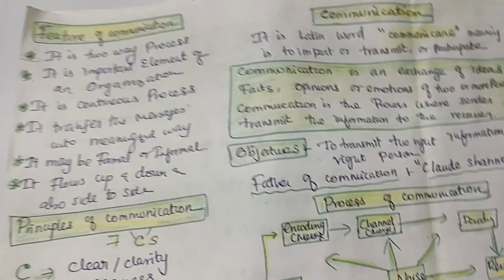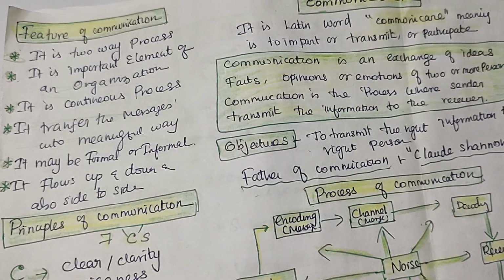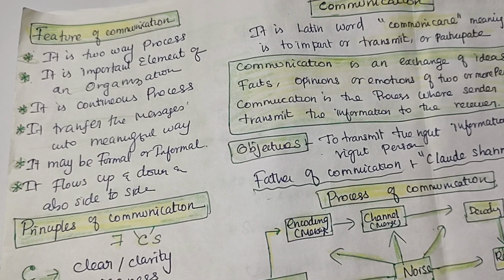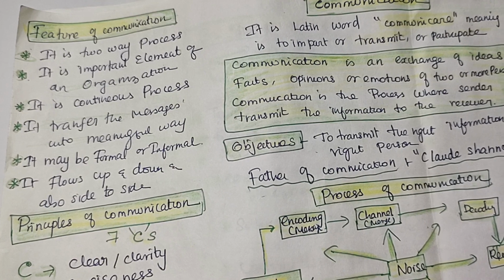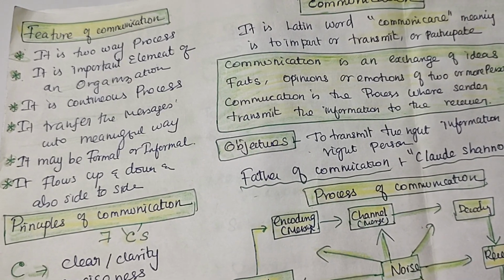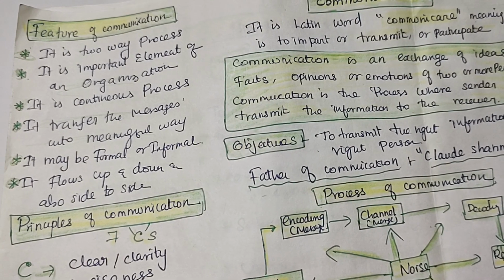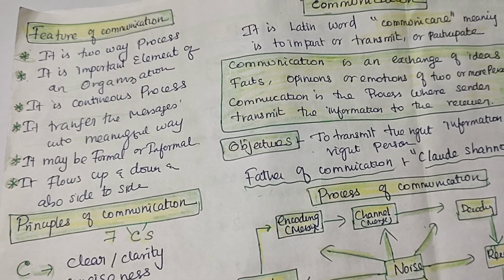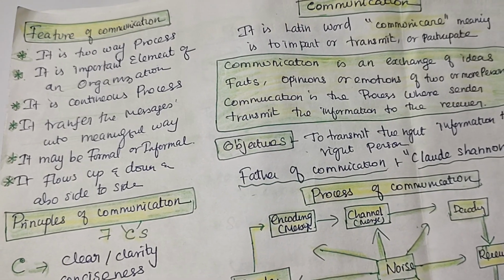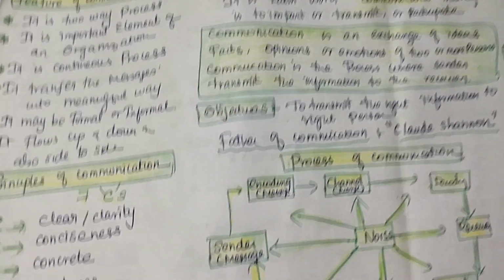If you look at the features of communication, communication is always a two-way process. It is an important element for an organization. It is a continuous process. It transfers messages in a meaningful way. It may be formal or informal. It flows up, down, or side to side. Anyway, the information will be passed.